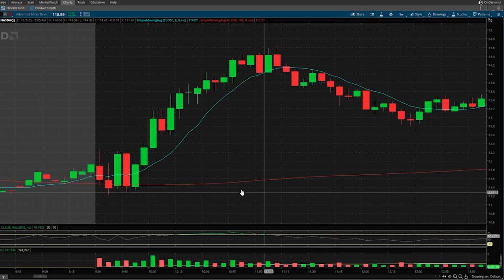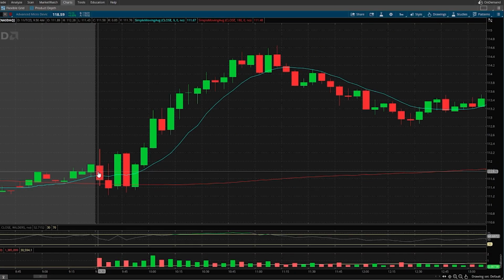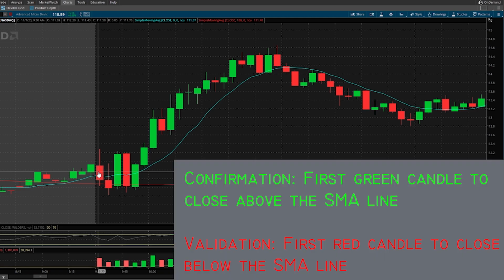The other day the stock opened up back here at a red candle around $111. But before we go into where we're going to enter and where we're going to exit this stock trade in order to make a profit, we have to know the difference between confirmation and validation. Confirmation is the first green candle to close above this blue SMA line, and validation is the first red candle to close below the blue SMA line.